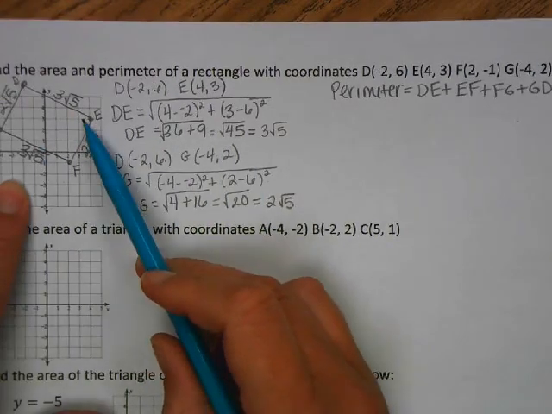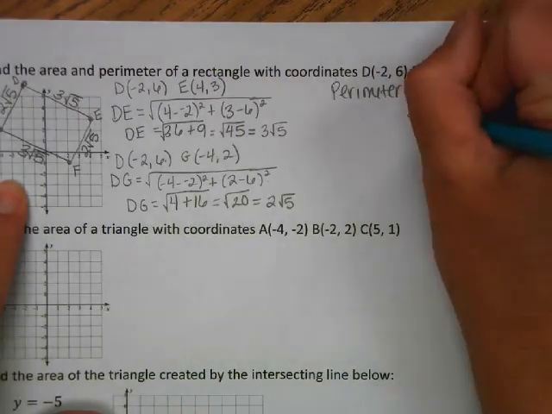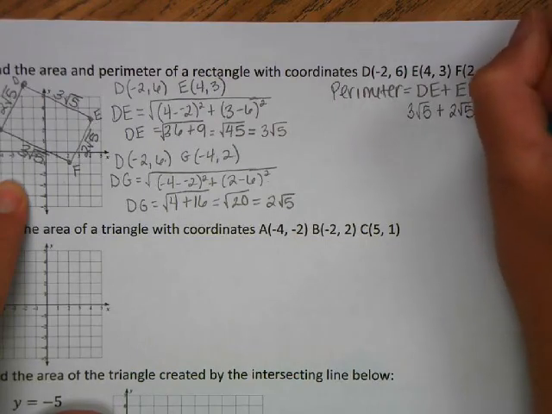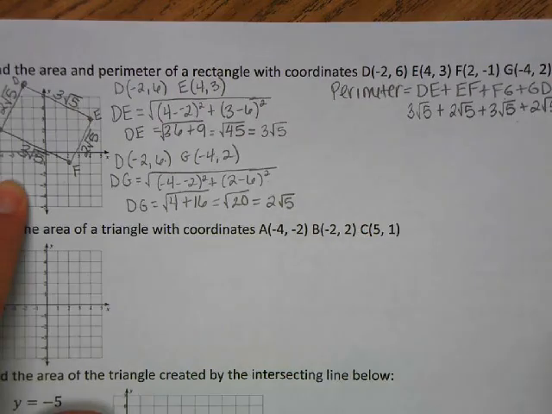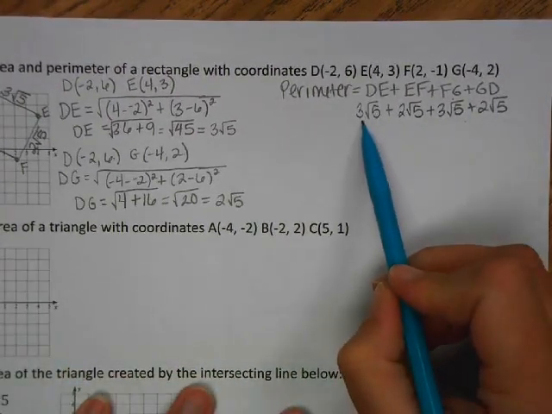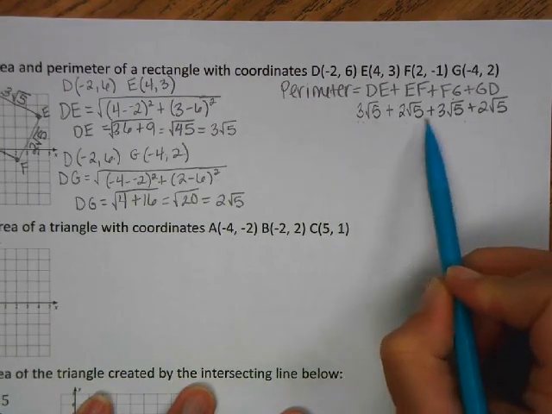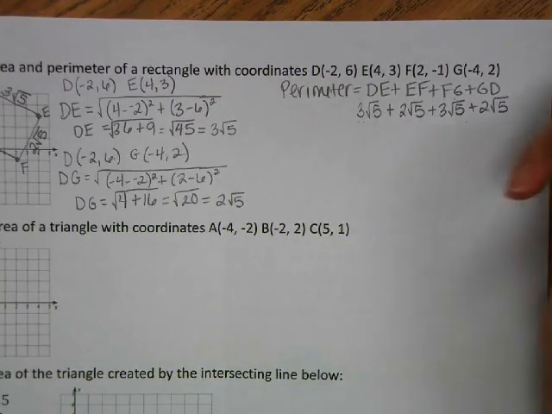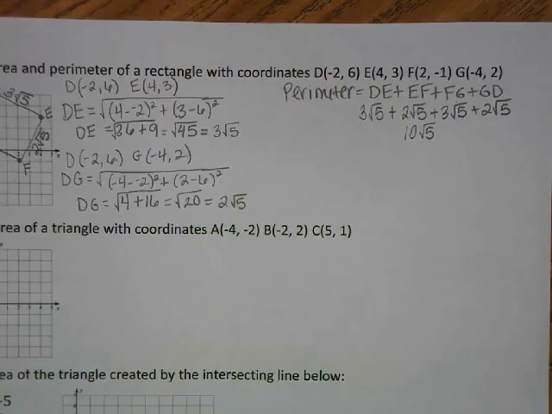So I just calculated DE to be 3 root 5. EF was 2 root 5. FG was 3 root 5. And GD was 2 root 5. So combining like terms, these are all root 5. So I can take 3 plus 2 plus 3 plus 2, add those together. So it's 10 root 5.